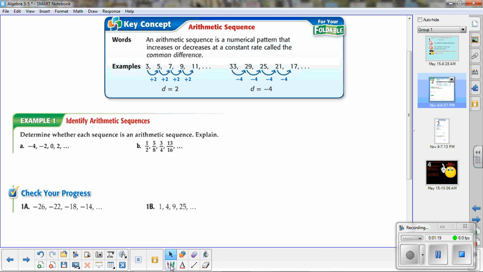So in our first example, to go from -4 to -2, that's increasing by 2. And from -2 to 0 is increasing by 2. And from 0 to 2 is increasing by 2. Since there is a common difference of 2, this is an arithmetic sequence. So yes, and I'm going to just say the common difference is 2.